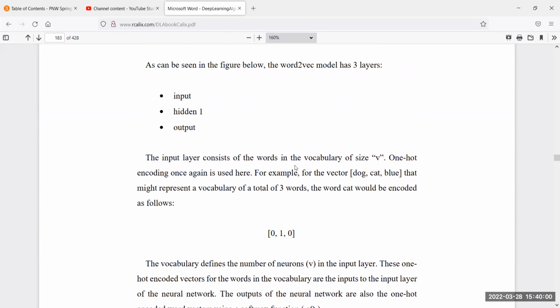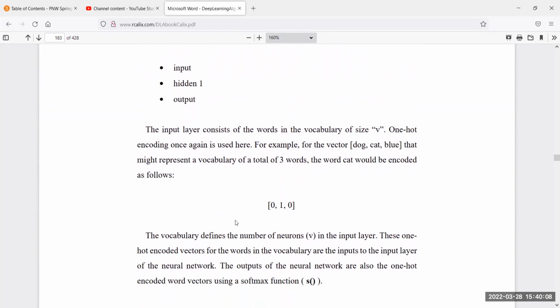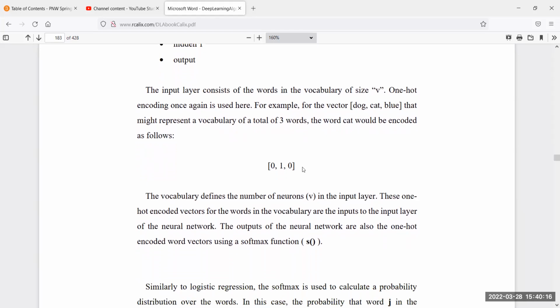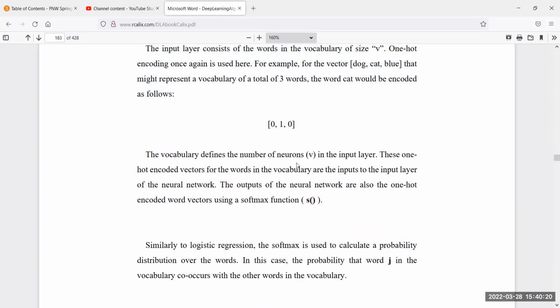So remember, if we have the vector dog, cat, blue, for the word cat, we do 0, 1, 0. And this is for a vocabulary of just 3 words. Obviously, if you have 50,000 words, this is of size 50,000. So hopefully this makes sense. So the vocabulary defines the number of neurons in the input layer. These one-hot encoded vectors for the words in the vocabulary are the inputs to the input layer of the neural network.